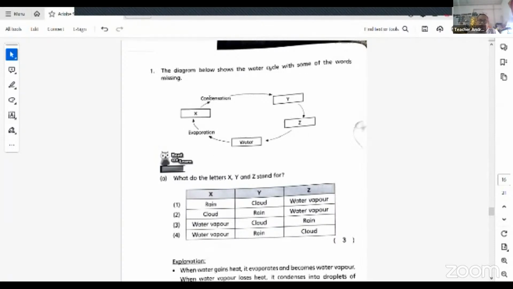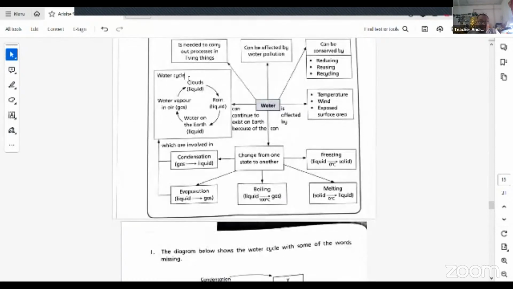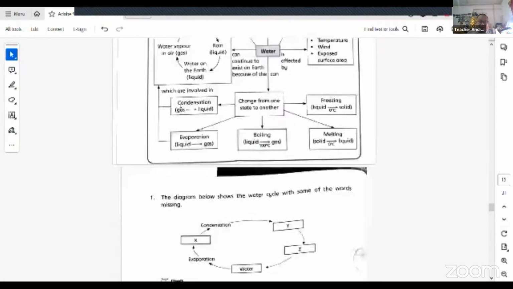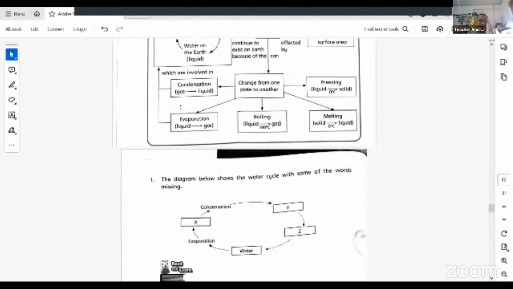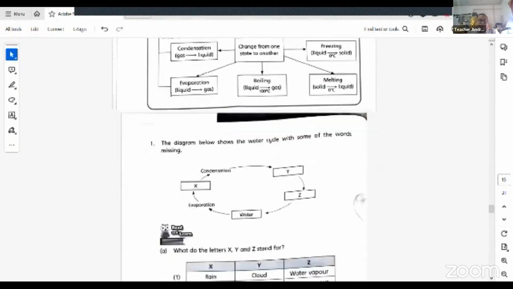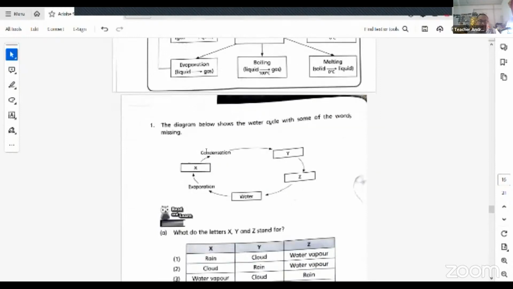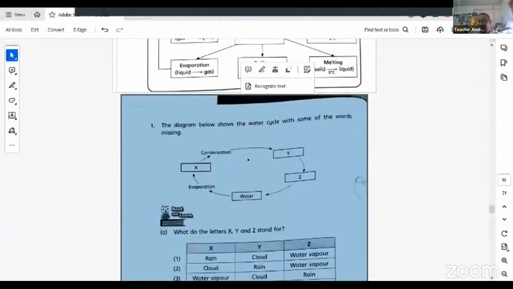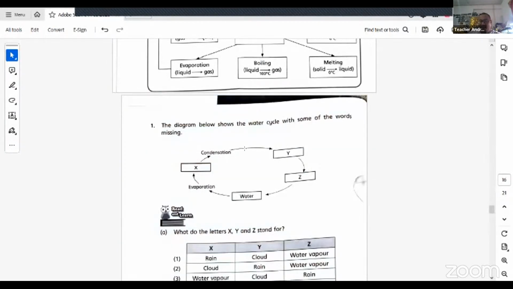They will draw a cycle with evaporation and condensation and ask you to fill in the blank. We know that based on this, the options are cloud, rain, water, and water vapor. We know that condensation is gas to liquid. So the process before the cloud is condensation. We saw condensation is here.